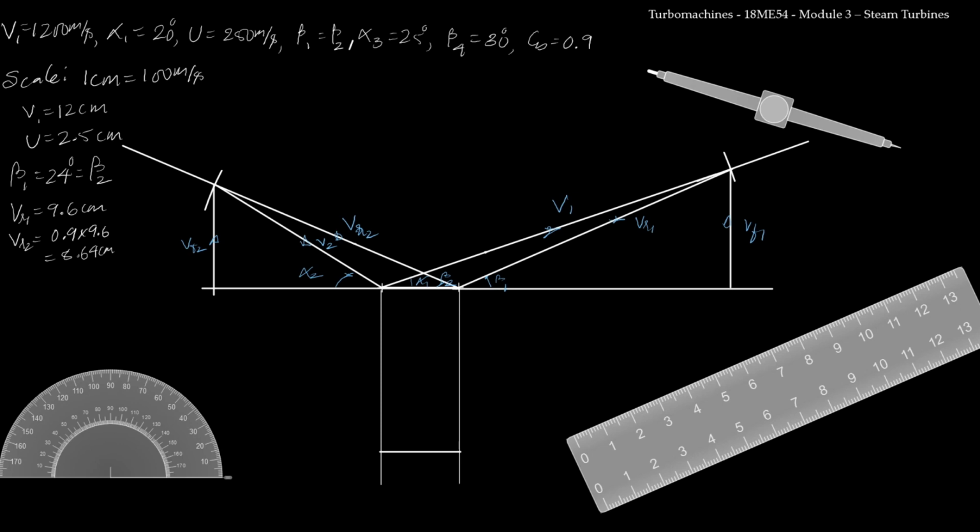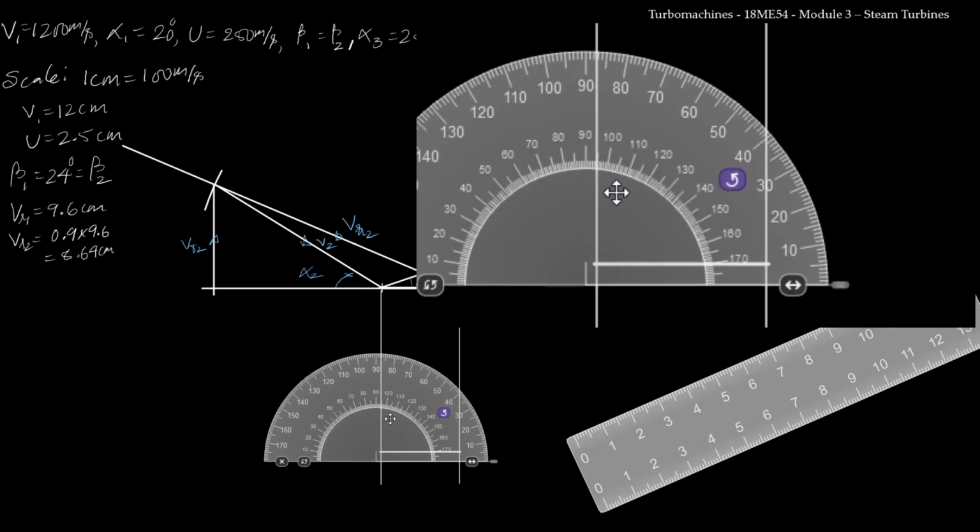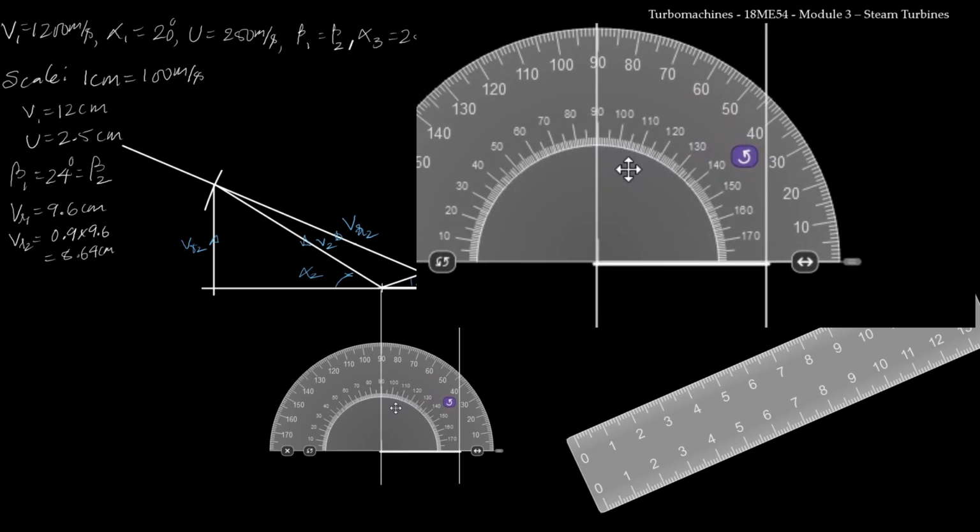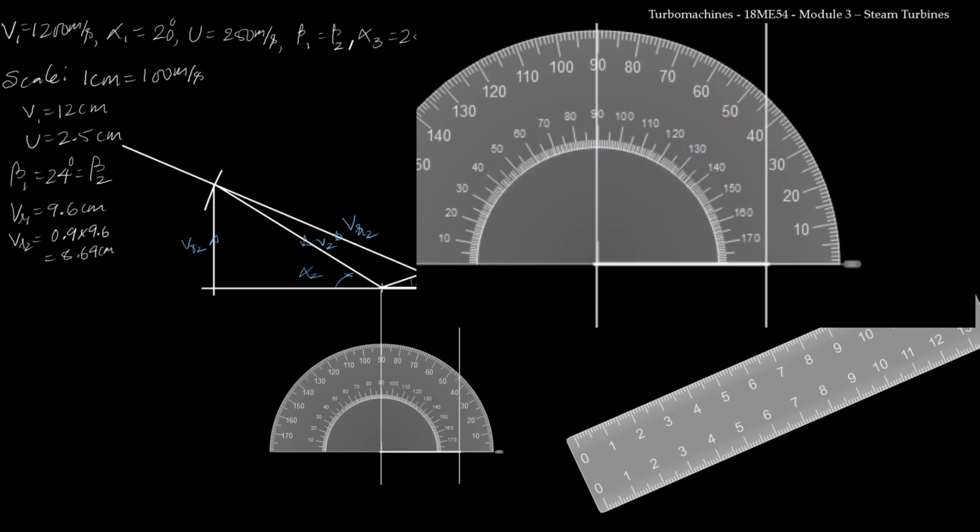Now I need to draw V3. I know alpha 3 is given as 25 degree. So I will place the protractor here and I will measure 25 degree. So I will mark a point here at 25 degree.